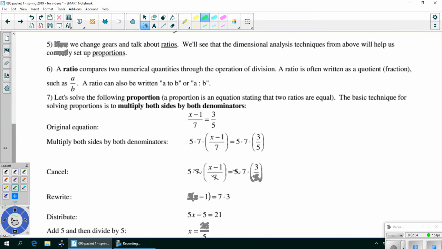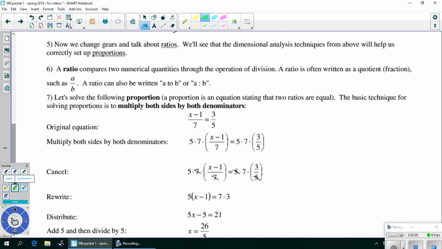Number 5. Now we change gears and talk about ratios. We'll see that the dimensional analysis techniques from above will help us correctly set up proportions. A ratio compares 2 numerical quantities through the operation of division. A ratio is often written as a quotient or fraction, such as A over B. A ratio can also be written as A to B and then A colon B, which is read the same way. A colon B is pronounced A to B.